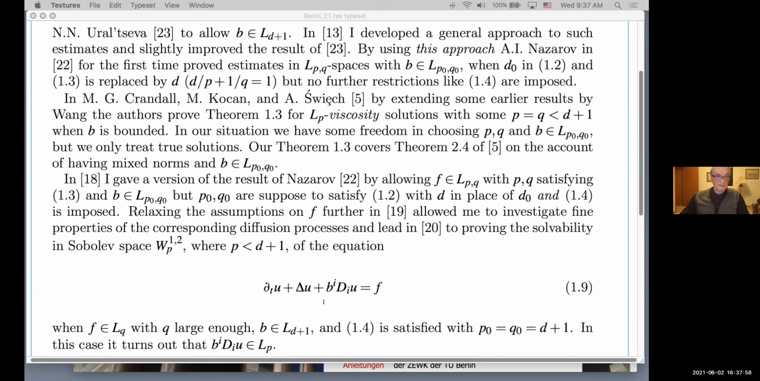Nevertheless, it turns out that if F is in LQ with Q large enough, and B is here, and you have 1.4 with P0 equal to Q0 equal to d+1, then there is a solution U in W1 to P, and a unique solution. And in that case, it turns out that this guy is in P.